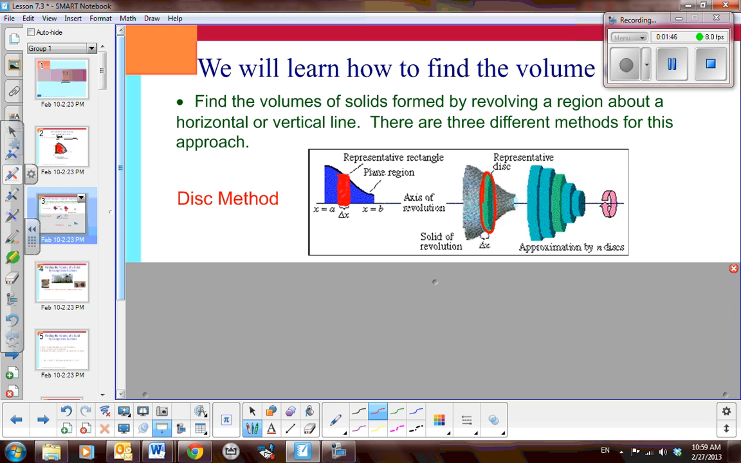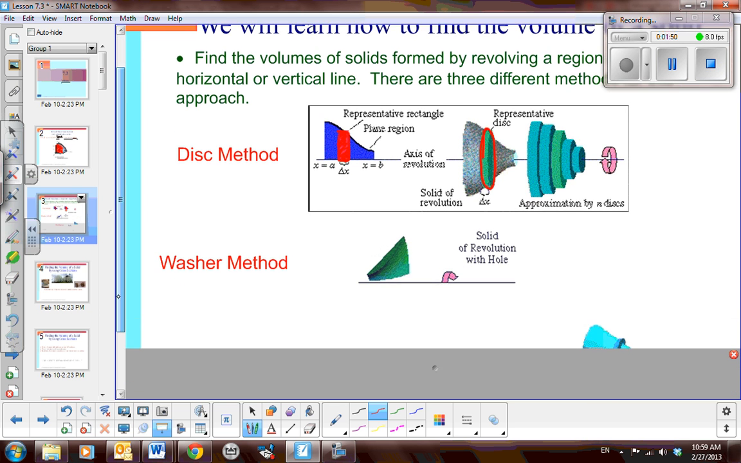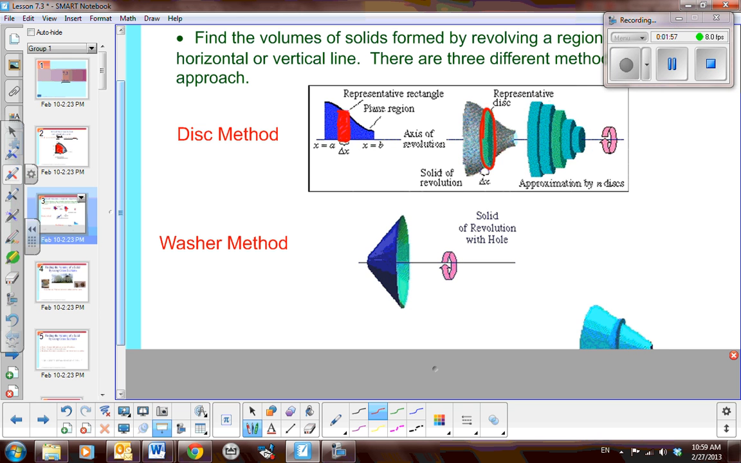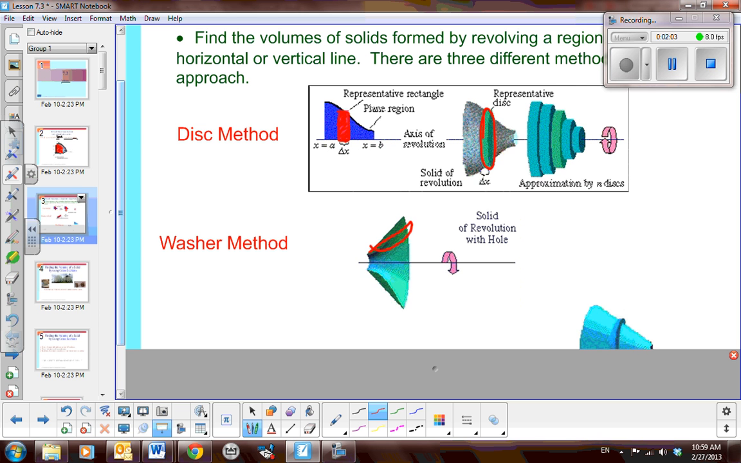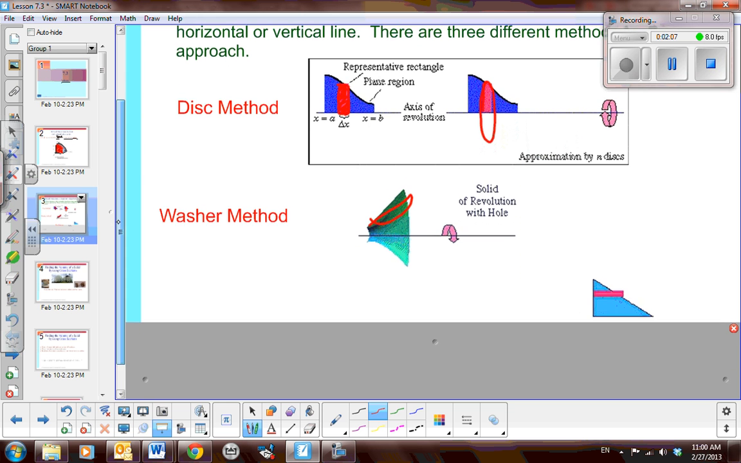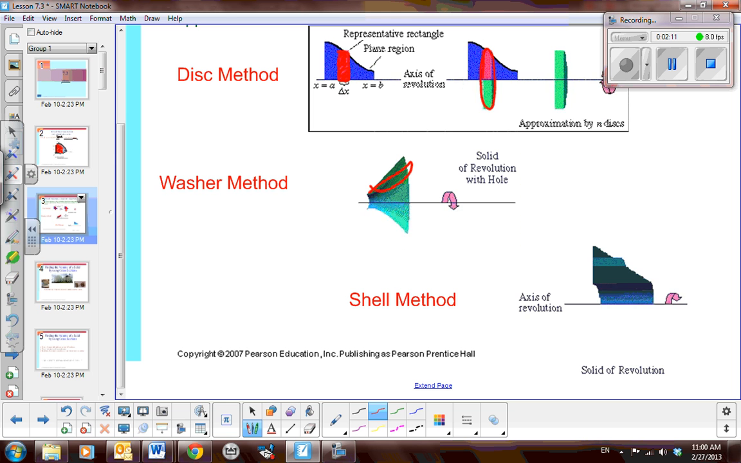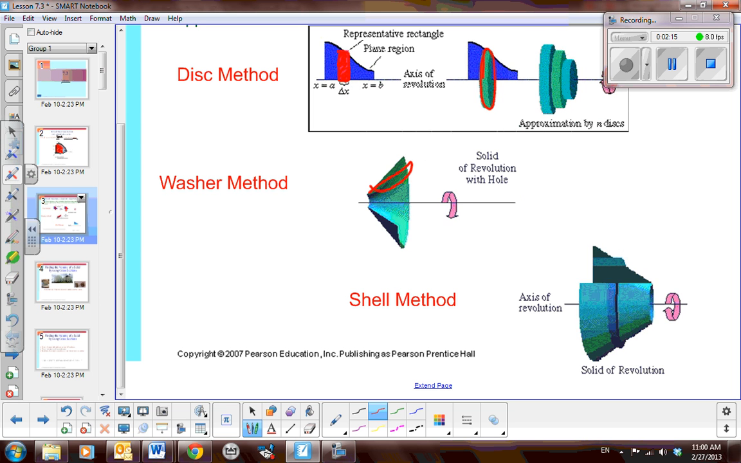Disk method. Another method of finding a volume of a solid that is revolved around a vertical line or a horizontal line is called the washer method, where we start with a region formed by two functions. So for example, here's my region. We rotate that around a vertical or horizontal line, and then we find the volume of that solid. And then the third method we will use to find the volume of solids of revolution will be called the shell method. So you can see we've got a lot to cover, heavy content in this one section.